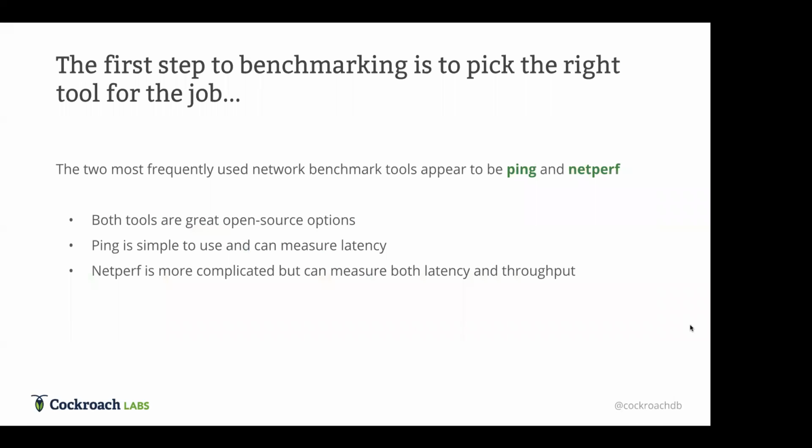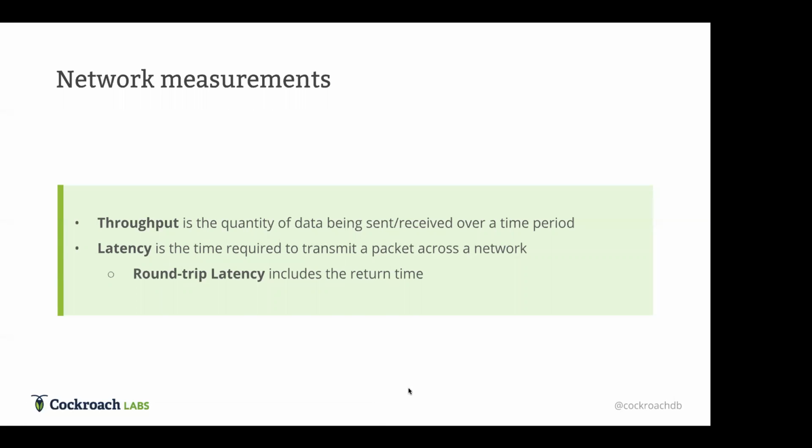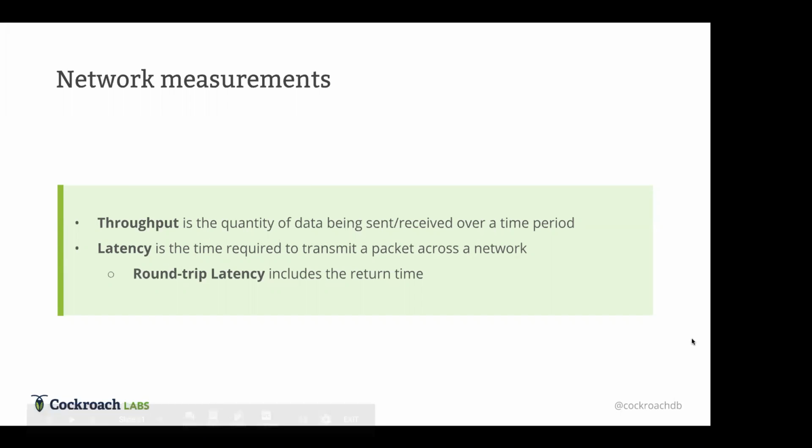And just to clarify here, the throughput defines the amount of data that you can move from one location to another over a period of time. Meanwhile, latency defines the time it takes to send some specific piece of data from one location to another. Often we define latency in terms of the time it takes to move data from one location and back to the original location. This is called round trip latency.